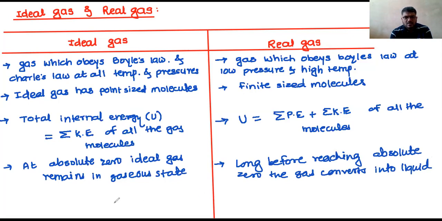So ideal gas actually does not exist perfectly, but some gases such as hydrogen, helium, oxygen, and nitrogen obey ideal gas properties to some extent. All the remaining ones we can say are real gases, but some gases will obey ideal gas behavior. Okay. So let's move further.